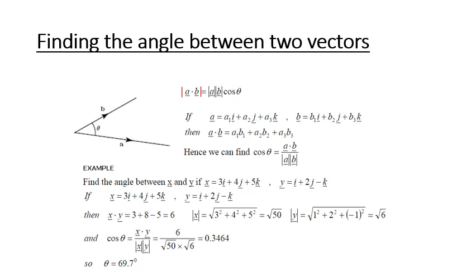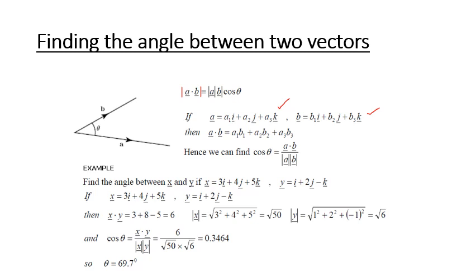As I told you, this is the rectangular component of vector a, and this is the rectangular component of vector b. Once you multiply these two, you will get a1 b1, the product of the i unit vectors, plus a2 b2, the product of the j unit vectors, plus a3 b3, the product of the k unit vectors. So this is your a dot b.